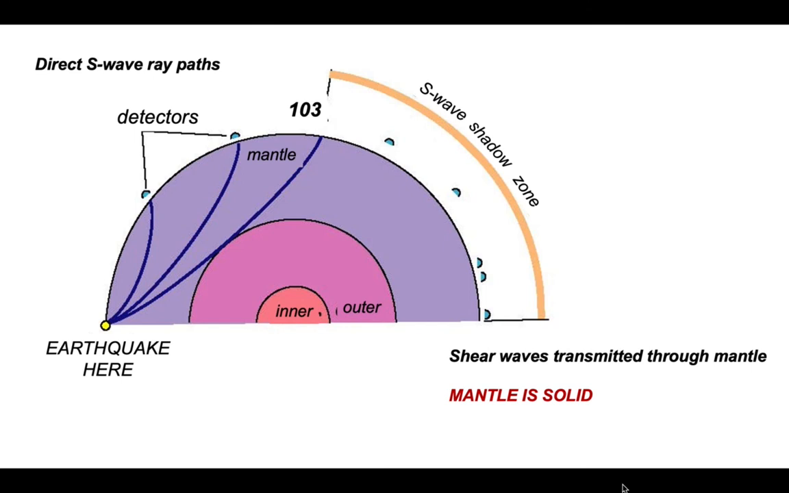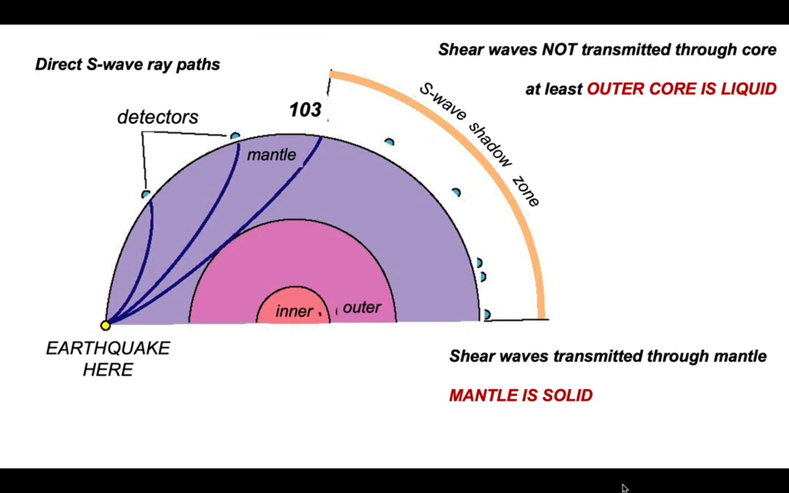So although shear waves can be transmitted through the mantle, they're not transmitted through the core. So at least the outer core is liquid. So those are two really dramatically important conclusions that arise from this seismology.